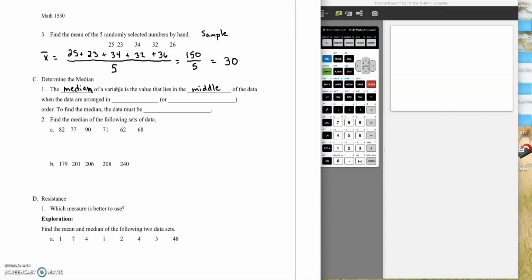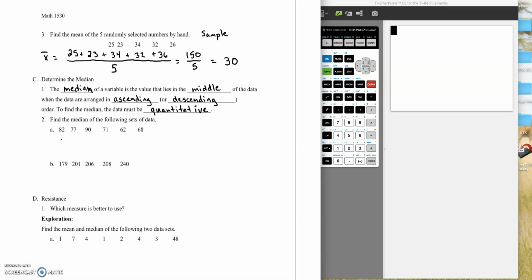And that's when we arrange the data in either ascending or descending order. Doesn't matter which one. But the data have to be arranged in order. So to find the median, the data must be quantitative. So again, just like the mean, we cannot find the median for categorical or qualitative data.